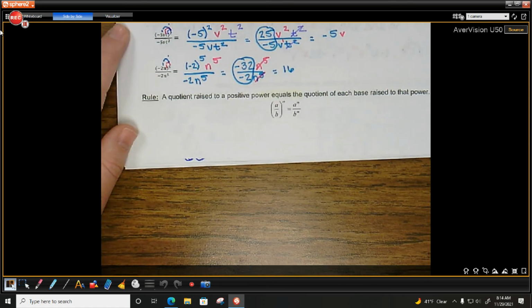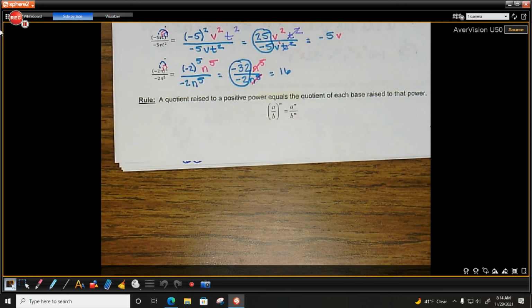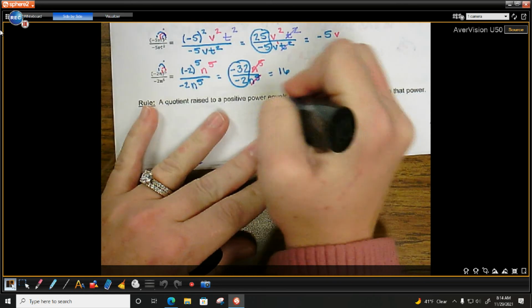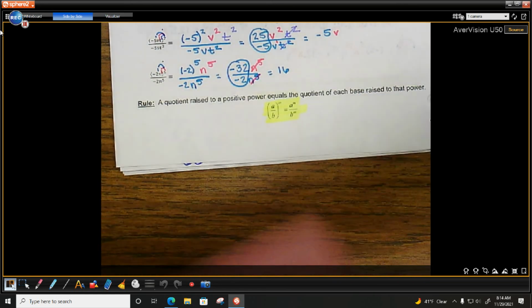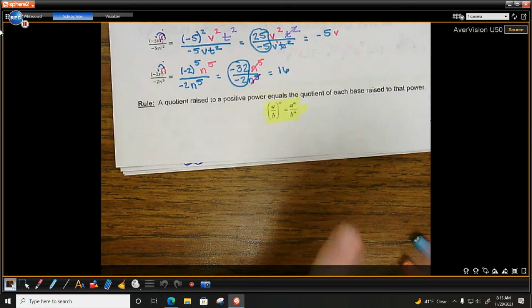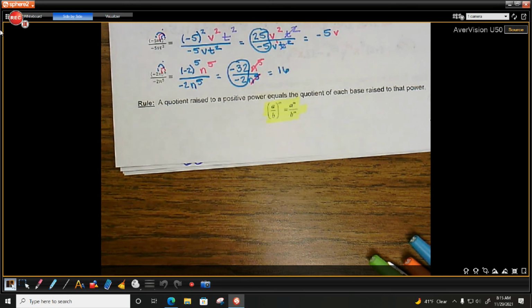So my rule is when you have multiple bases in the parentheses, distribute that power to all of the bases. Okay? Again, it's not wrong if you distribute the exponent first, then simplify the fraction. However, if you have a fraction in the parentheses, it's easiest and saves you a little bit of time if you simplify what's in the parentheses first, then distribute the exponent.